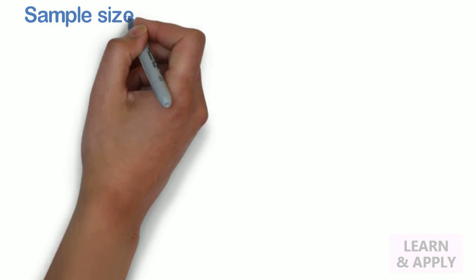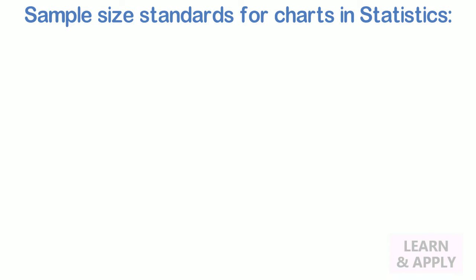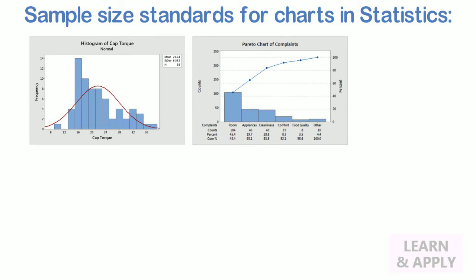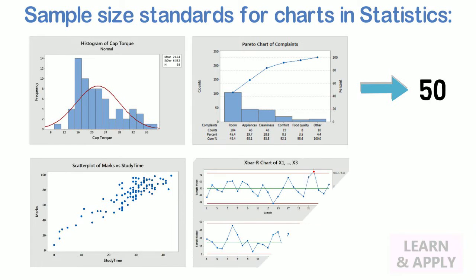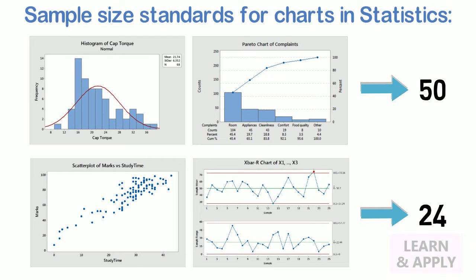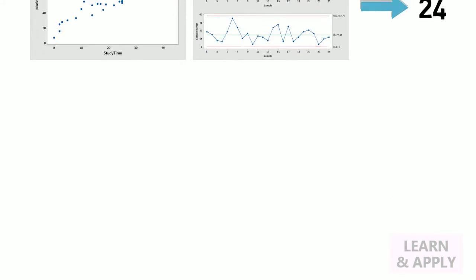Some sample size standards for charts in statistics. Here is a recommended sample size to draw charts in statistics for better conclusions from them. For frequency plot and parameter chart, it should be 50, and for scatter plot and control chart, it should be 24. We can draw these charts with lesser number of sample size too, but the mentioned sample size will give us the more accurate results.